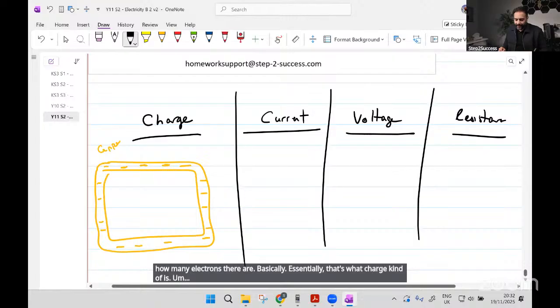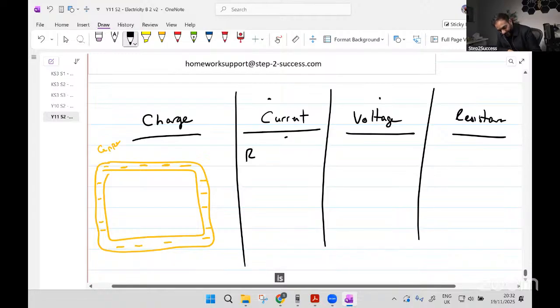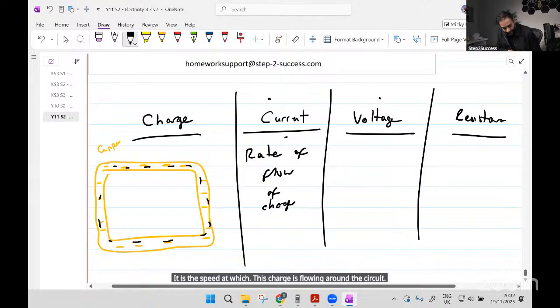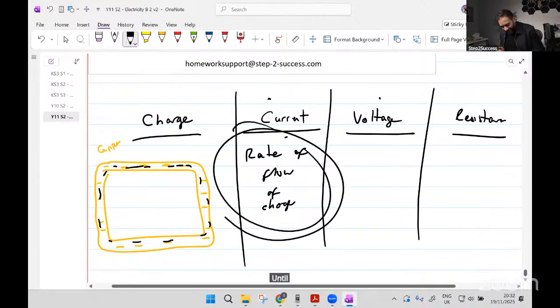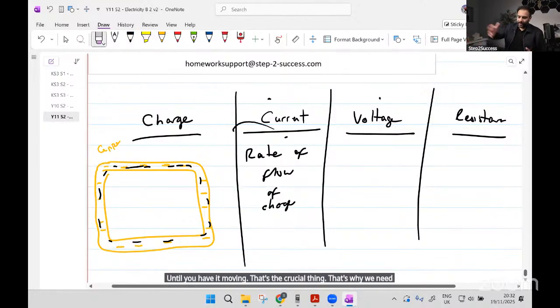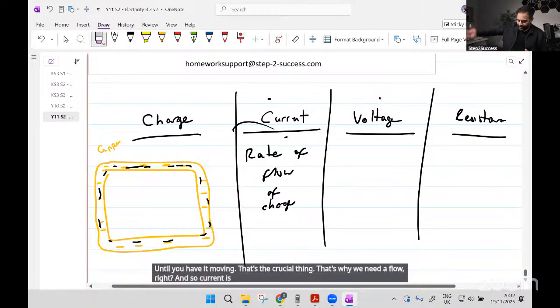But that doesn't mean anything technically until we start talking about current, because current is the speed or the rate of flow of charge. It is the speed at which this charge is flowing around the circuit. So the charge is just the amount that you've got that can conduct electricity. But that doesn't mean it is conducting electricity until you have it moving. That's the crucial thing. That's why we need a flow. And so current is the speed with which it's flowing around the circuit.